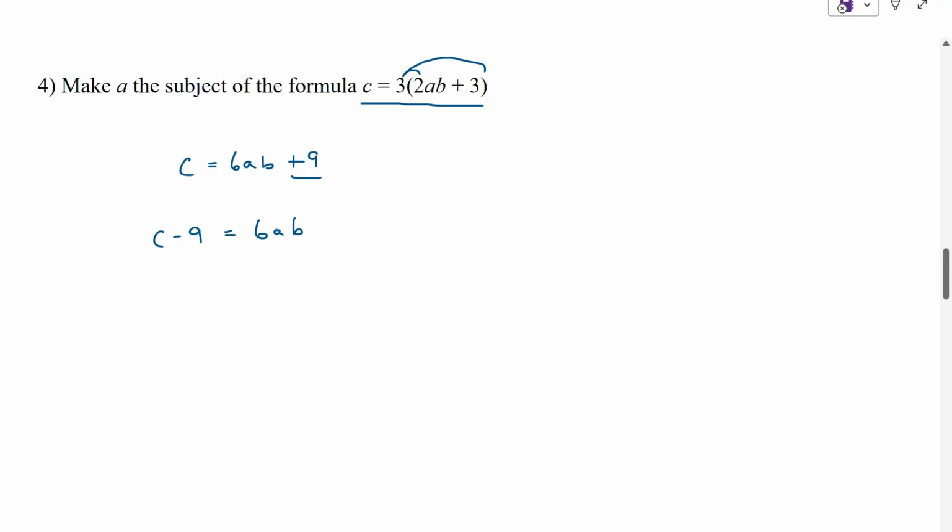Now we want just a on its own. At the moment we have 6 times a times b, so we can get rid of 6 and b to leave a on its own. On this side we're multiplying by 6b, so if we take it over we're going to be dividing. So we're going to divide this whole left side by 6b, which gives us just a on its own.